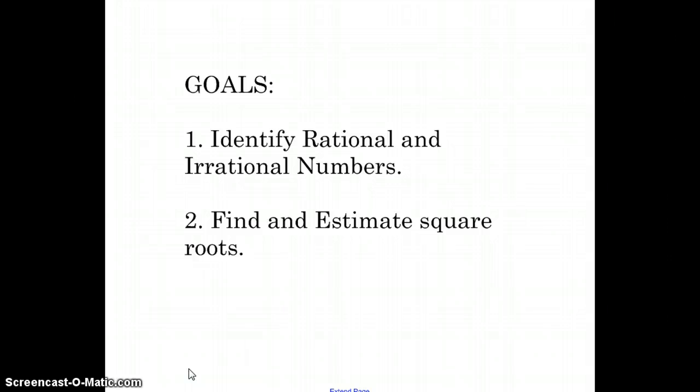In this video we have two goals. By the time this video is over, you should feel very confident in being able to identify rational numbers and irrational numbers and be able to tell the difference between each of those. And the other thing that goes hand in hand with that is finding and estimating square roots.